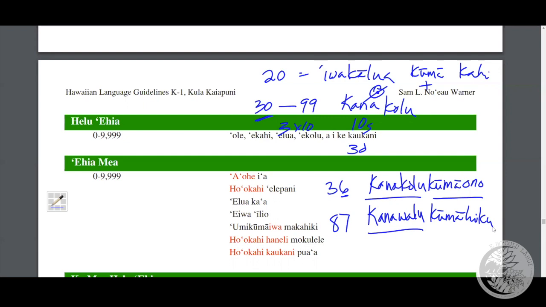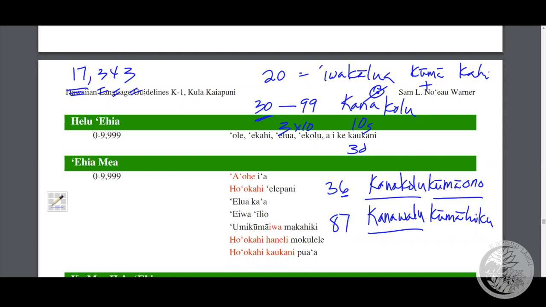And then the expression of 100, haneli, or 1,000, kaukani, and so forth. So in English, Hawaiian, again, we look at modern Hawaiian, is really based upon the English number system today. So, just to show you, if I had a number like 17,342 in English, same way, I would express that as 17,000, umi kumahiku kaukani. 343, kolu haneli, 43, kanaha kumakolu.